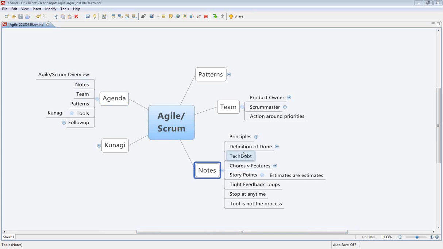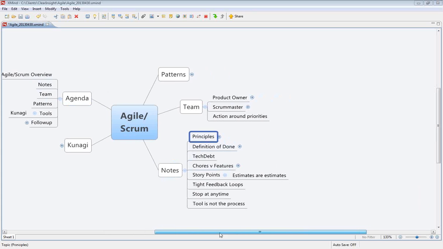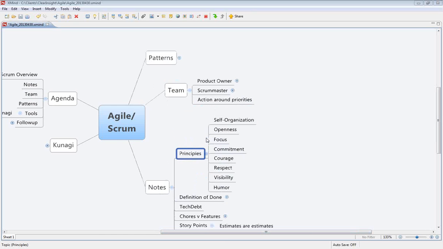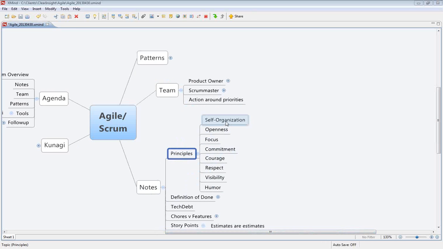I want to start with the notes here. A key piece of Agile is the idea that we don't know what we don't know. It's okay to not know everything, and that comes from a lot of these principles here. So underlying a lot of what I'll talk about in the next couple minutes here are these principles.